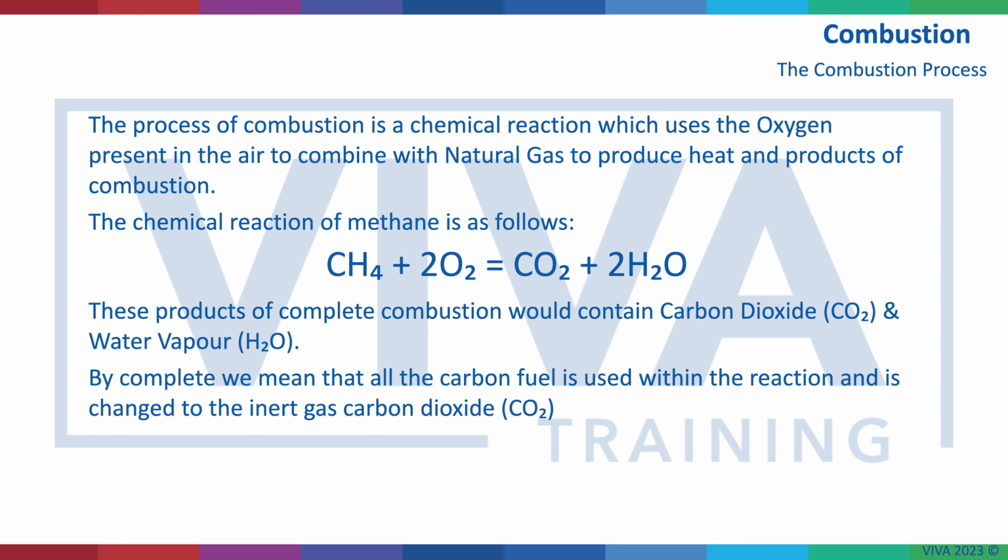The 4 hydrogens split and we have 2 hydrogens and 1 oxygen each. So that's why in the process of combustion we put in 1 volume of methane, and we need 2 volumes of oxygen for that to combust correctly. And the products of combustion, we end up with 1 volume of carbon dioxide and 2 volumes of water vapour. And that's complete combustion. It means that all the fuel has been used in the reaction, and therefore it's become this inert gas of carbon dioxide.